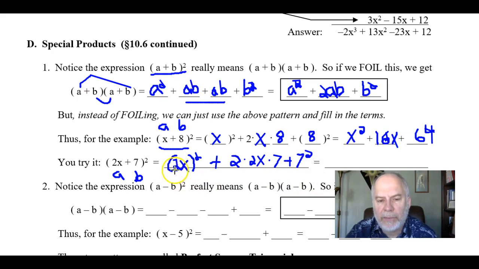So this 2x squared becomes 4x squared. And then the middle terms, okay, 2 times 2 is 4, times 7 is 28. So you get 28 and then x.